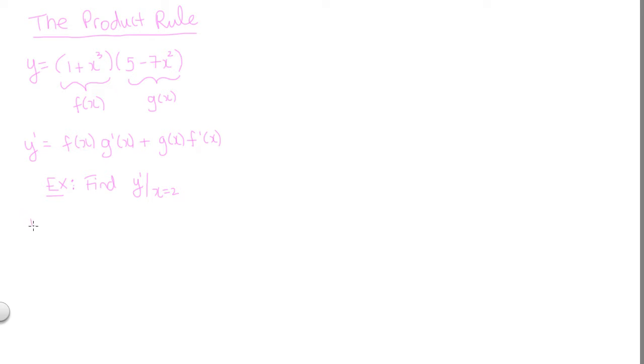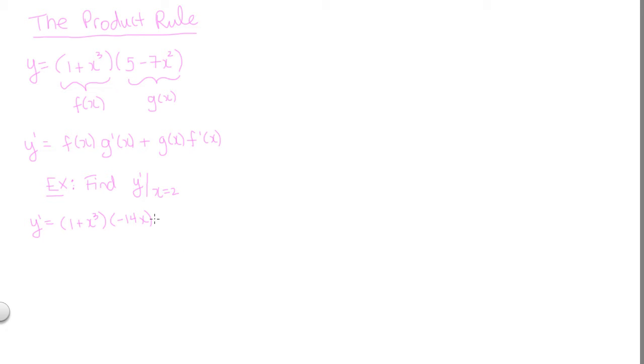Well, according to our product rule, y prime is going to look like our first factor, so that would be 1 plus x cubed. And we're supposed to multiply that by g prime of x, so by the derivative of this second factor. So that's going to be negative 14x. That gets multiplied on there.